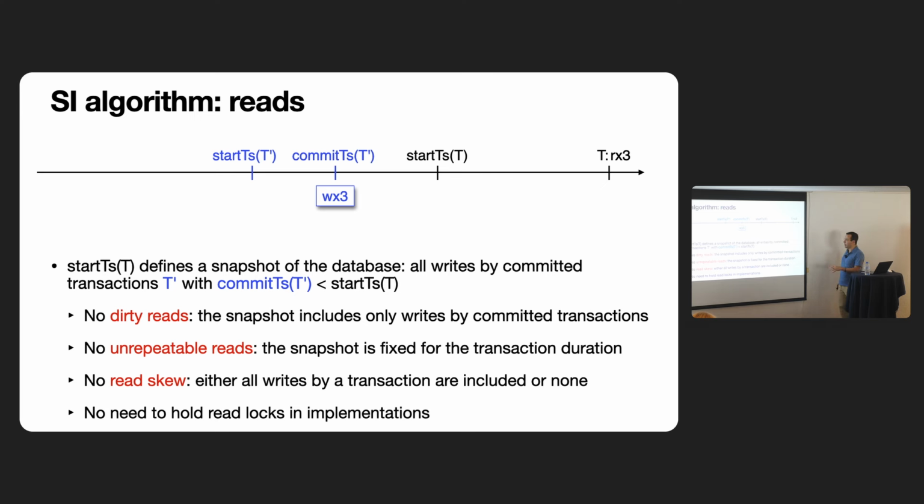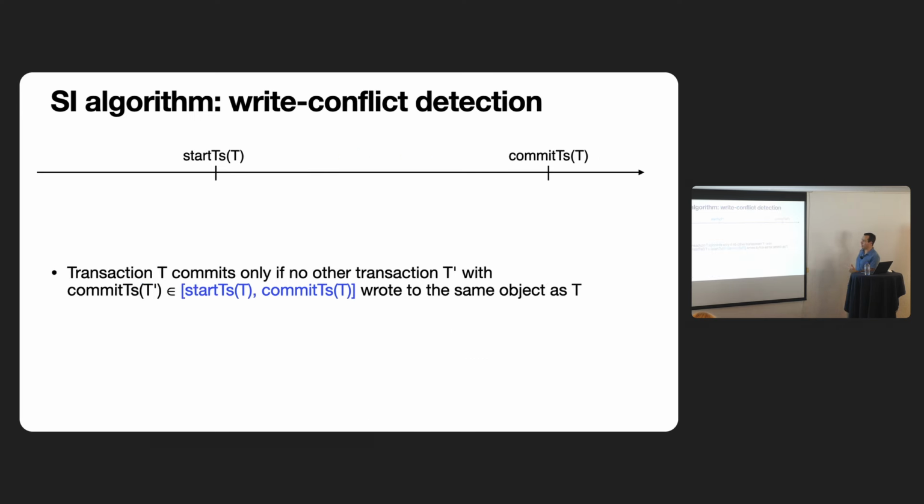Okay, so these are the nice things, and now let me describe the one final piece of this algorithm. This is write conflict detection, right? So I've told you how I serve reads. I just need to tell you what checks I do at commit time, right? So at commit time, if the client asks me to commit the transaction, I don't just go and commit it straight away. I do something called write conflict detection. Okay, so here's the rule.